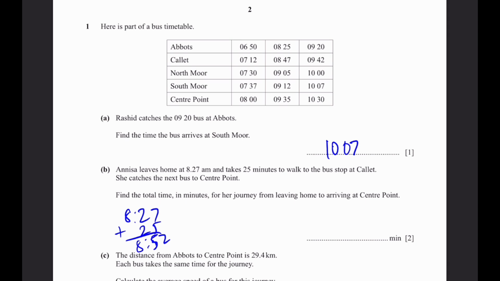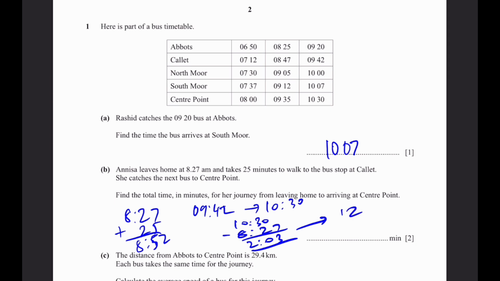And now 8:52, when's the next bus at Calais after 8:52? 9:42, right? 9:42. And then that bus goes to Center Point at 10:30. So now that'll be 10:30 minus 8:27, which is the starting time. That'll be equal to 2 hours and 3 minutes, which is 123 minutes. That's the time it takes from start to finish.